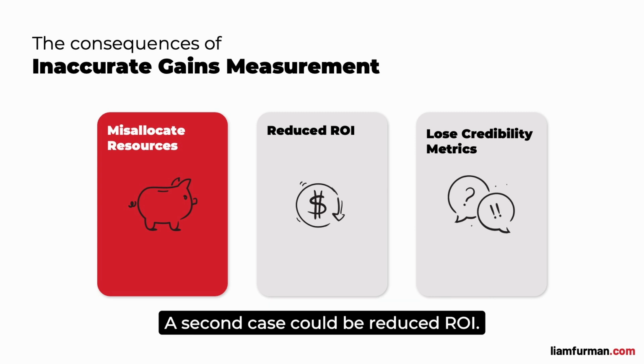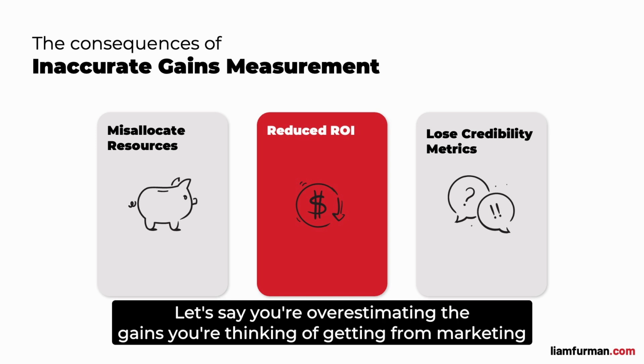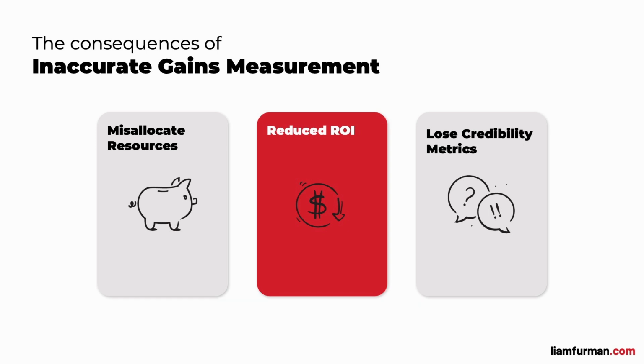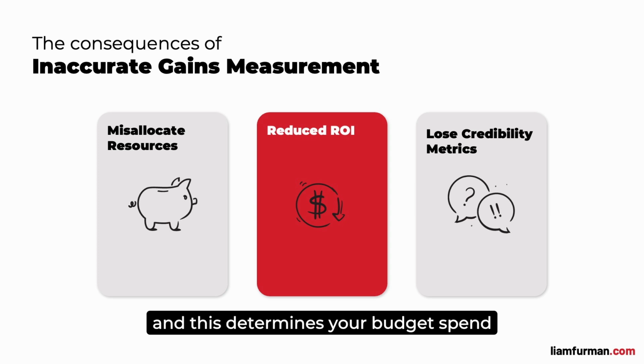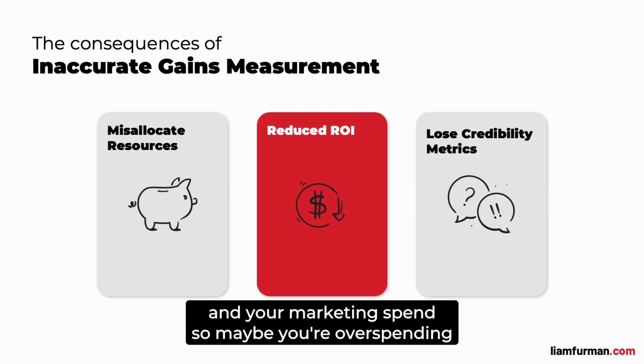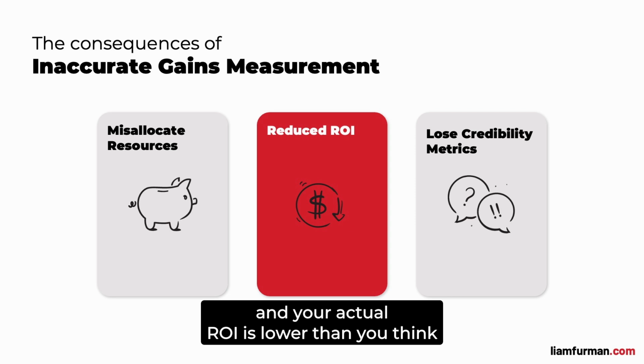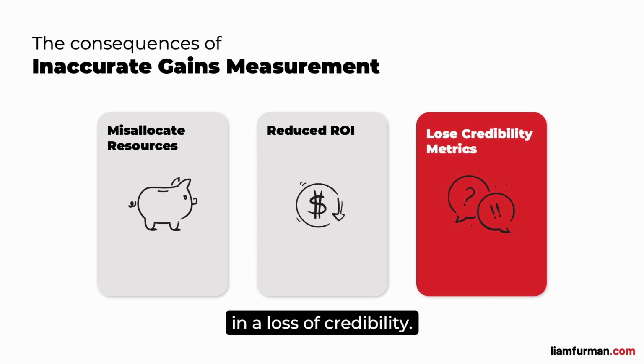A second case could be reduced ROI. Let's say you're overestimating the gains you think you're getting from marketing, and this determines your budget and your marketing spend. So maybe you're overspending and your actual ROI is lower than you think it is. And all of these mistakes could result in a loss of credibility.